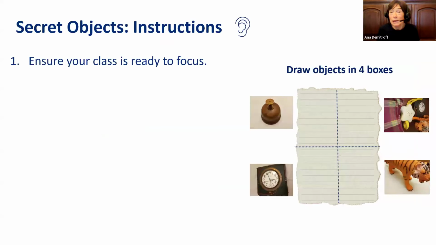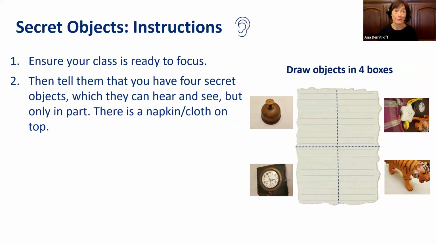So we do this in class. How do we do this? First of all, ensure your class is ready to focus using one of your routines. Then tell your students that you have four secret objects, which they can hear, but only see in part because there's a napkin on the top. Or it's in a paper bag or a cloth bag. So here, for example, is the clock all under a napkin, a cloth napkin.